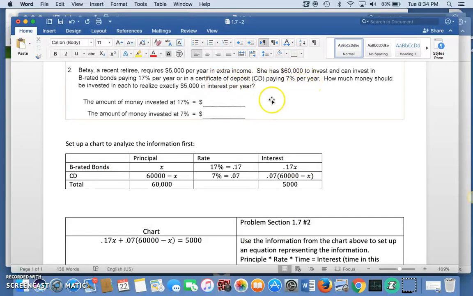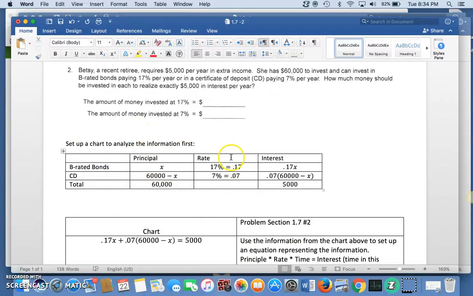deposit at 7%. So let one of them be x, and I chose the bonds, and then the CDs would be 60,000 minus x. Notice those two combine to give you the 60,000 she's investing. The bonds, the rate is 17%, which is 0.17, and the CDs is at 7%, 0.07.